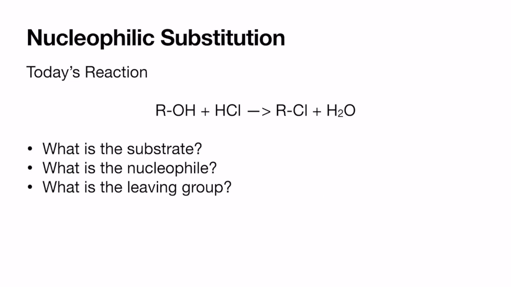Okay, so there are some basic things that you should know. For example, for this reaction, what is the substrate? Hopefully you picked alcohol. The ROH is the substrate. And what is the nucleophile? The nucleophile comes from the HCl, and it's actually the chloride, Cl minus ion. And the leaving group? The leaving group is actually water, which comes from the protonated OH group of the alcohol.